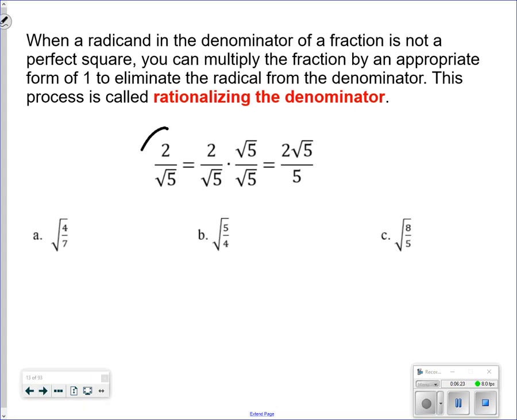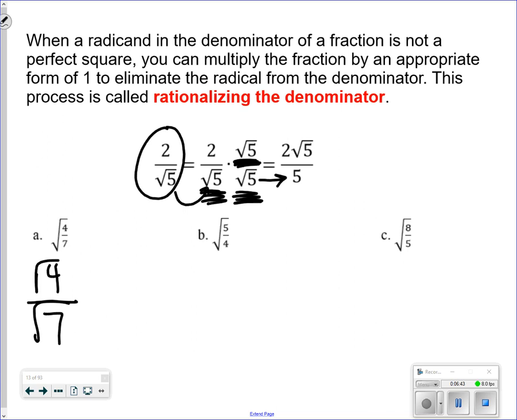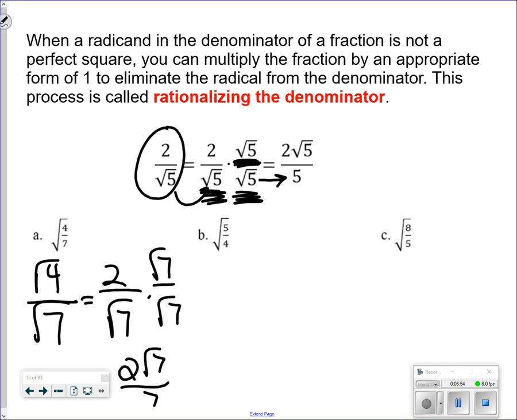I have 2 over the square root of 5. So what I do is I multiply both the top and the bottom by the square root of 5. The square root of 5 times the square root of 5 is just 5. And then 2 times the square root of 5 just stays that way. So here we go. Square root of 4 over the square root of 7. The square root of 4 is just 2. So I would multiply both the top and the bottom by the square root of 7 and get 2 square root of 7 over 7. Anytime you take a square root times itself, you will always eliminate the square root.